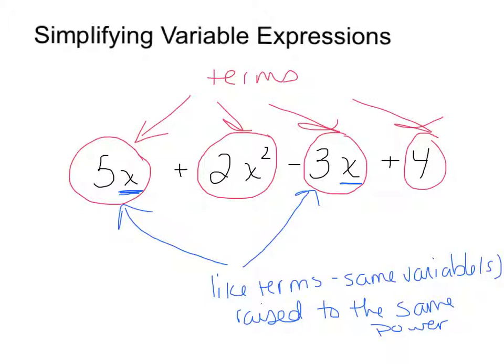The plus 4, it's what's called a constant. Because it has a number, 4, but there is no variable following it. It's x raised to the 0 power actually, which is 1, but we'll get to that later. So the constant is just the number all by itself, like 4.